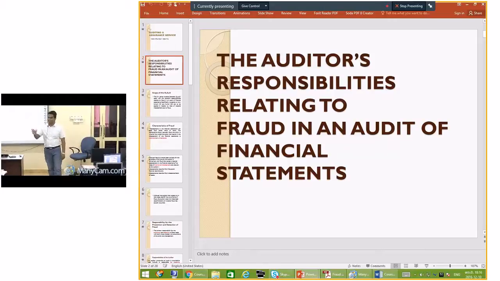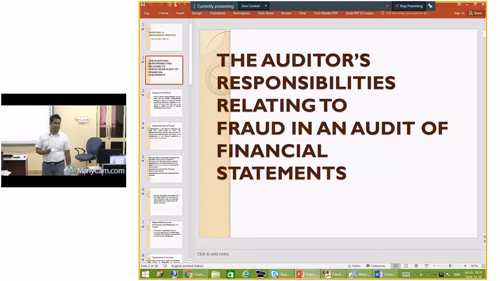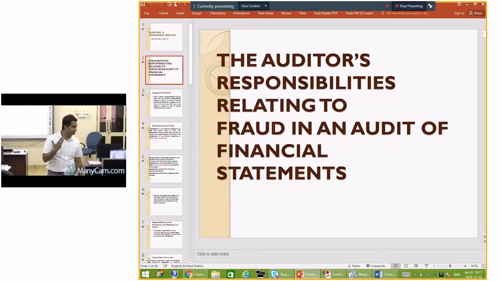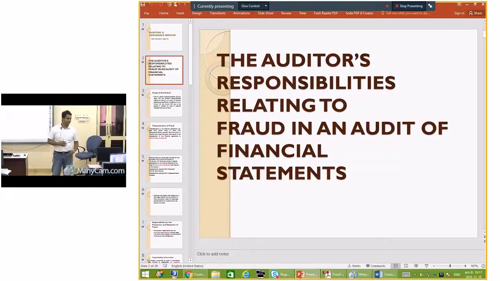So frauds can arise in three ways. The standard talks about two ways. One is misappropriation of assets. What is that? Misuse of company resources. Take something out from the company. Misuse of resources, misuse of vehicles of the company or the business. I'm talking about frequent frauds. Misuse of cash.